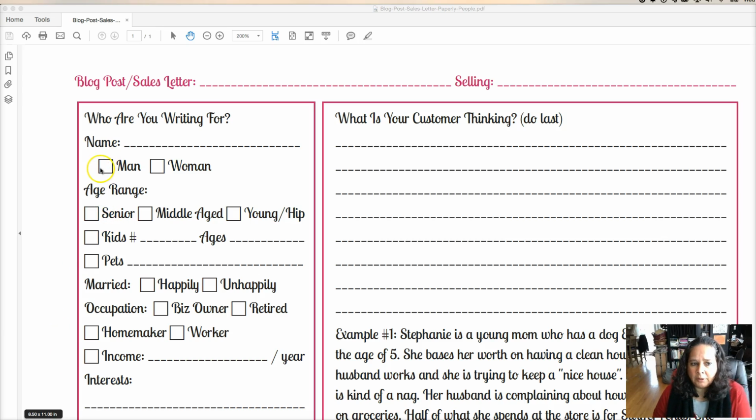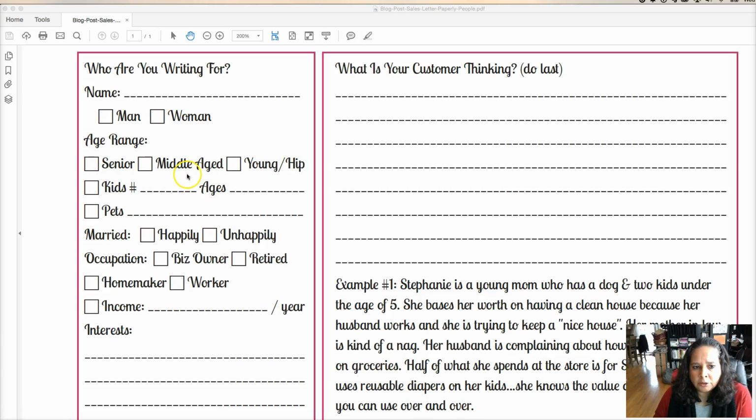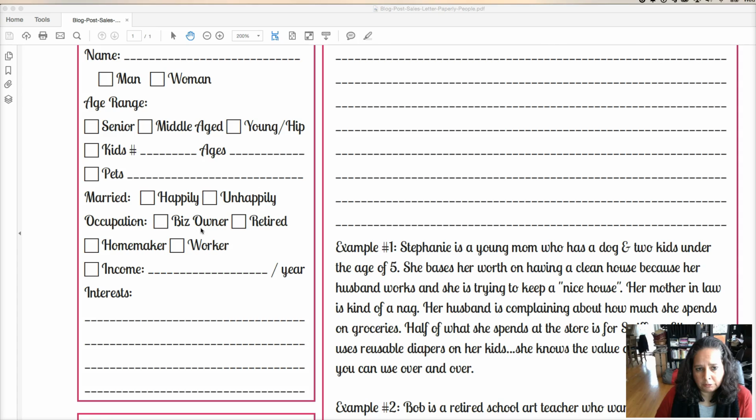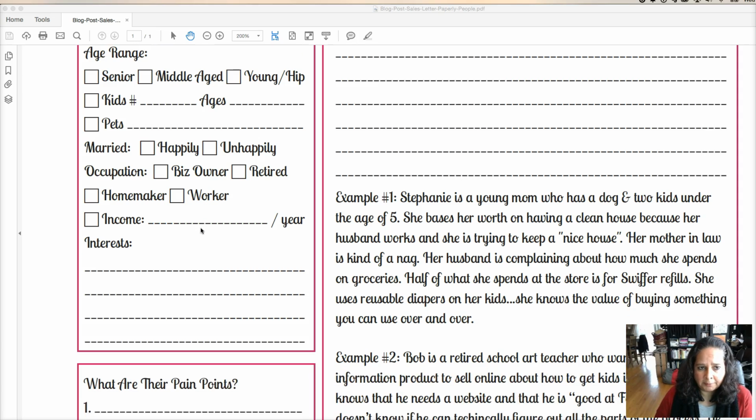You can swing back around to the name, but you need to know if it's a man or a woman. I totally get that your product will work for anybody, because everybody thinks that. But you need to know, are you writing this sales letter or blog post to a man or a woman primarily? Are they a senior, middle-aged? Are they young and hip? That'll affect how you're going to write it. You wouldn't write the same kind of sales letter to a middle-aged person as you would to somebody in their mid-20s.